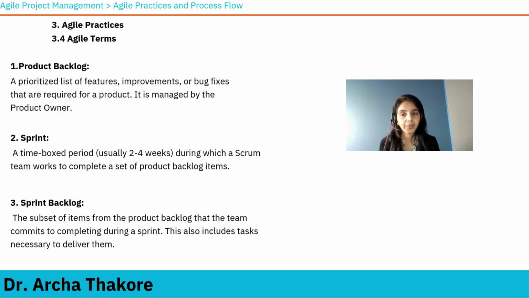Now, what is sprint? Sprint is also called iteration, a time boxed period, usually 2 to 4 weeks, during which a scrum team works to complete a set of product backlog items.